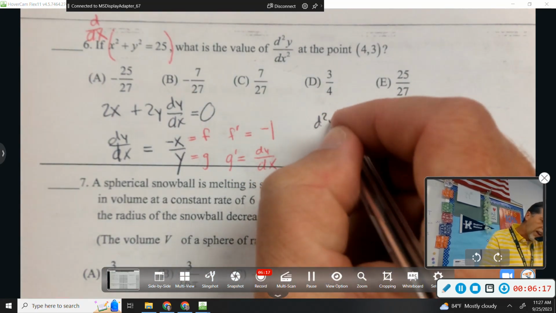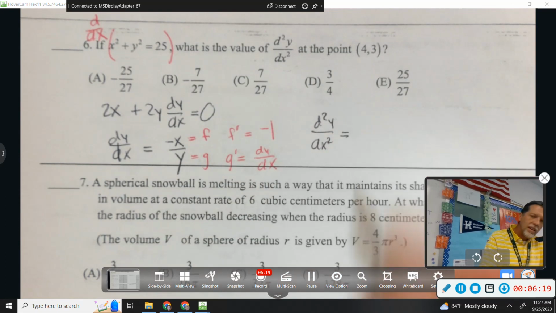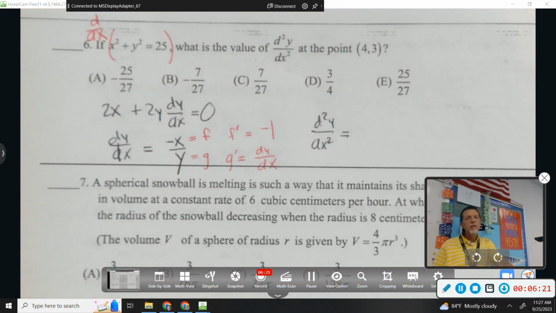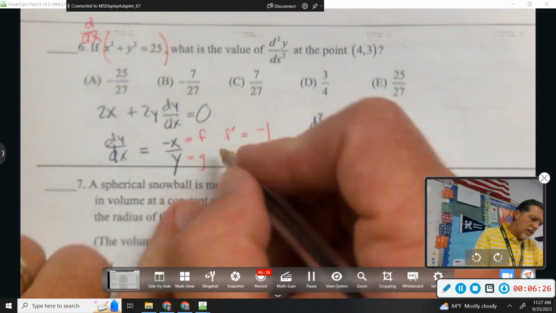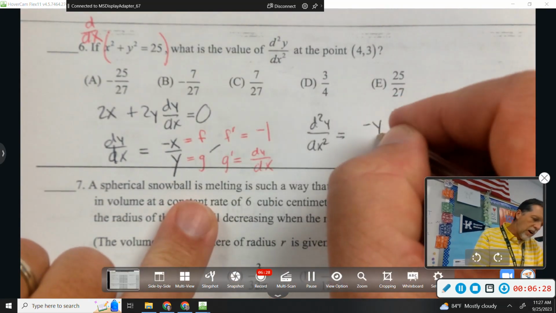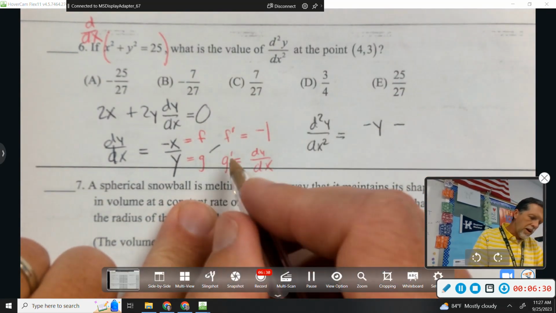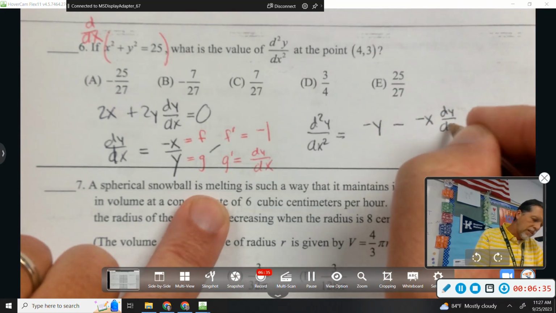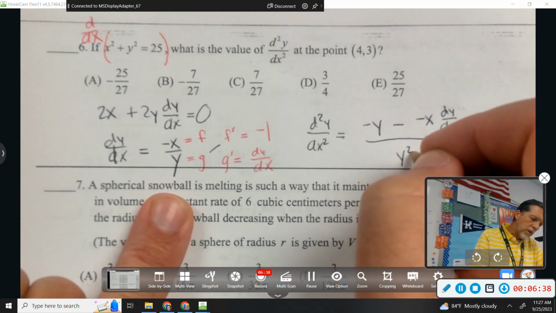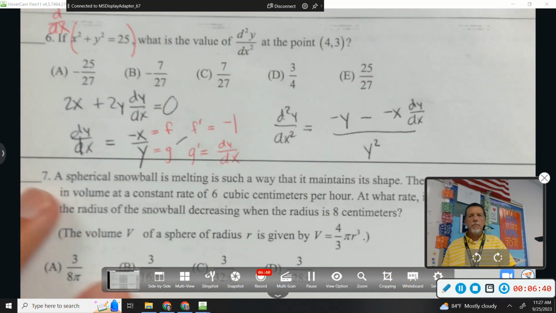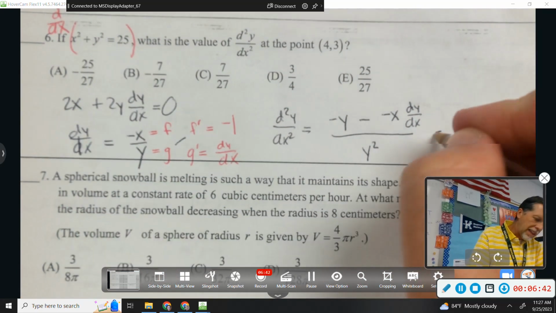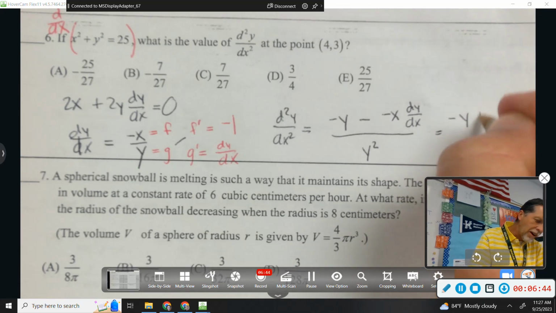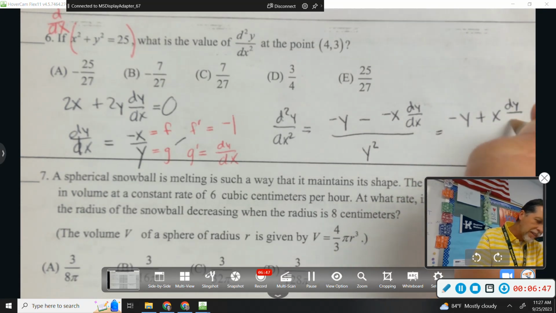Okay, so the second derivative then, using the quotient rule, gf prime, the gf has to come first. So that's negative y minus negative x times dy dx all over y squared. I can clean that up a little bit, I guess. Negative y plus x dy dx over y squared.